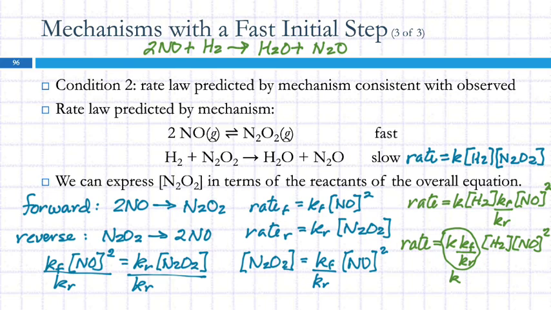It's the combination of the rate constant for the mechanism of the slow step and the forward and reverse rate constants for the initial fast step. But we don't know what any of those are, and we actually don't care, because all we want is the rate constant for the overall reaction. So we take all those pieces and we lump them together and we say this is the rate constant. Did that help?